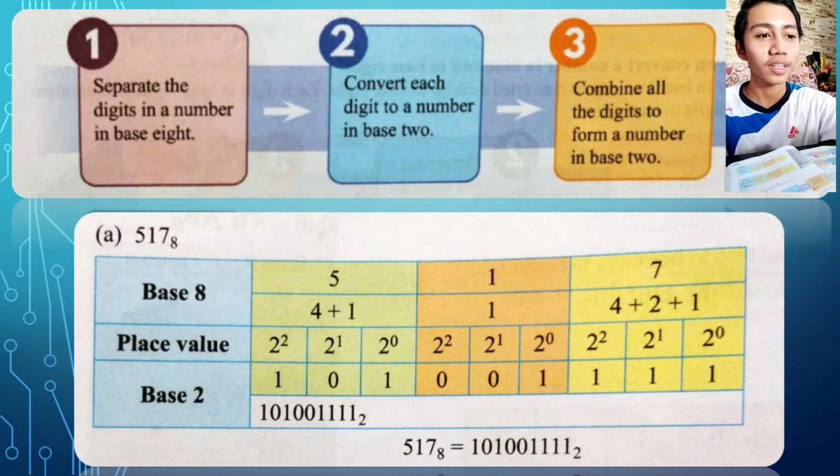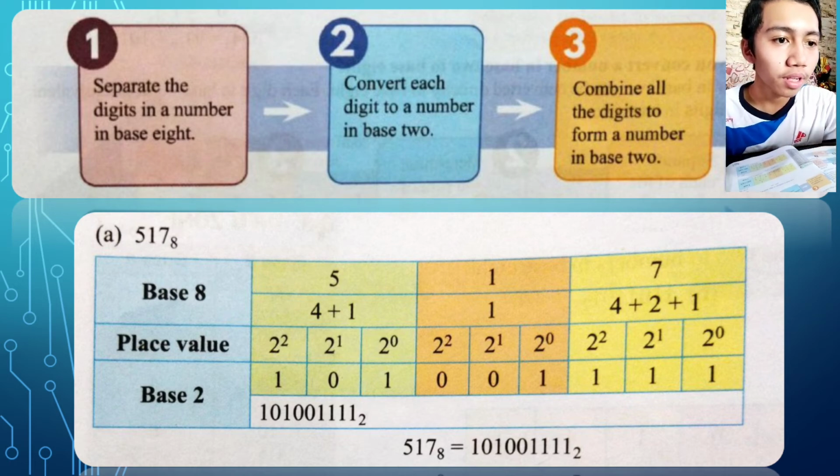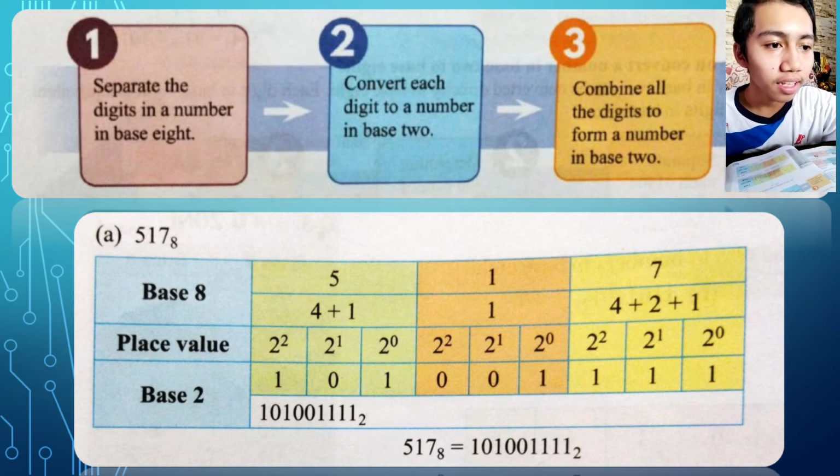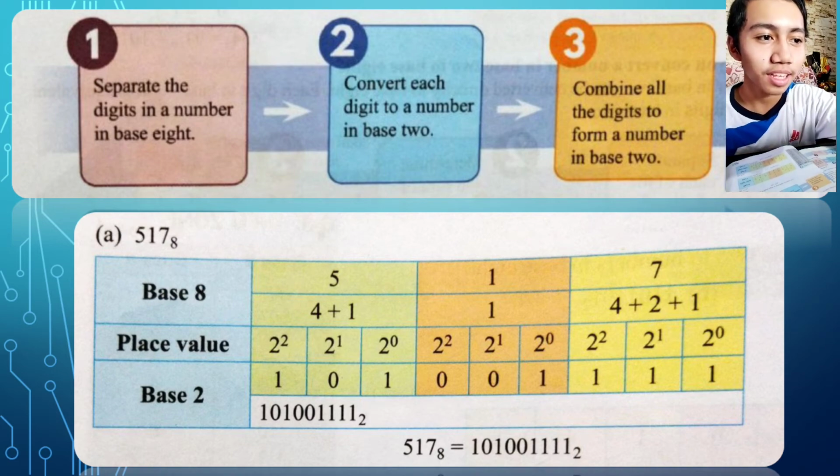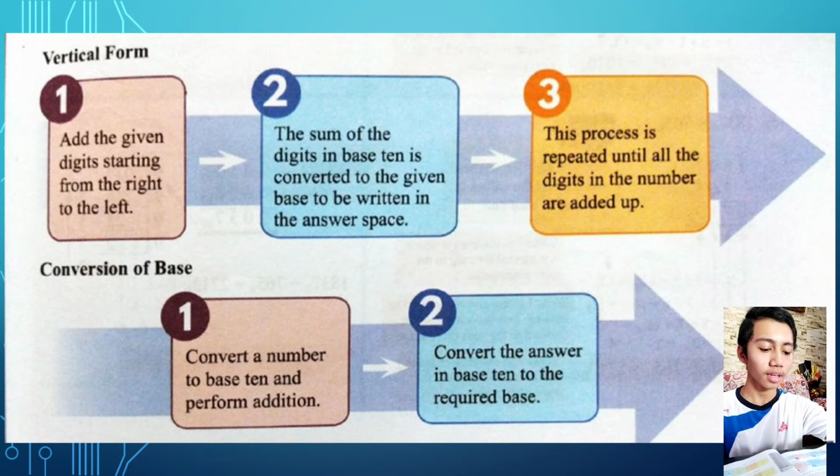So we must put 2 to the power of 1 as 0 in base 2. And we will do the same with the other numbers. And then we will put the numbers all together, which is 101001111 base 2. So I hope that you guys understand. This is basically what we need to know further about number bases.